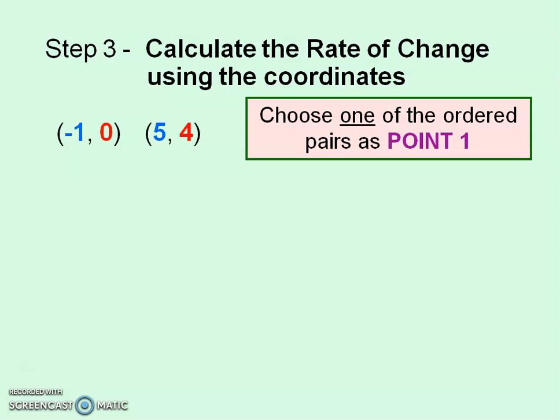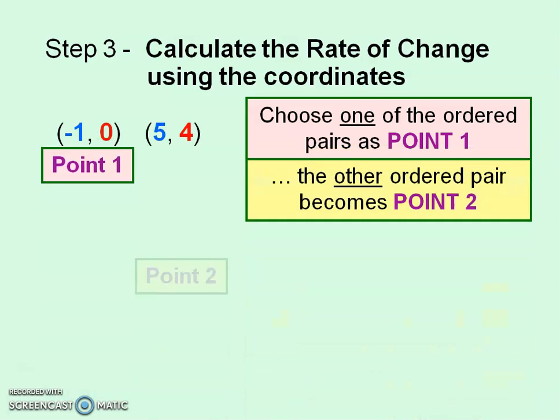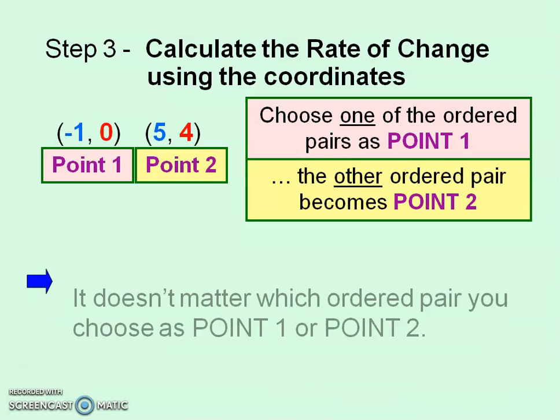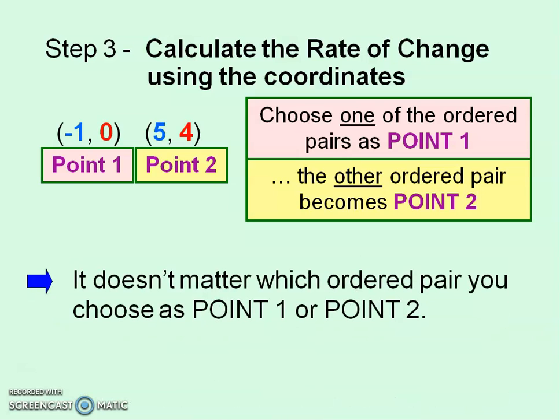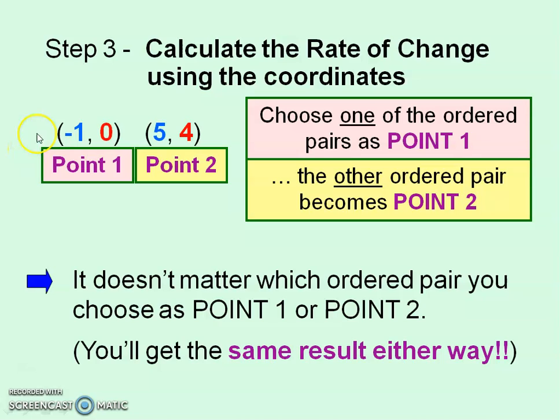And I'll calculate the rate of change using the formula, which I'll show you in a second, but we'll label one of these as point 1 and one of them as point 2. It doesn't matter which is which, as long as you're consistent. When we label them, because each point has an x and a y, this would be x1, because it's point 1, and y1, because it's point 1. And this would be x2 and y2.